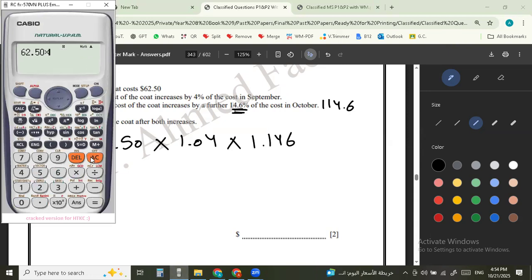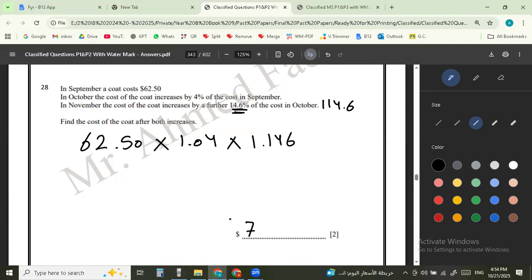62.50 multiplied by 1.04 multiplied by 1.146 equals $74.49.